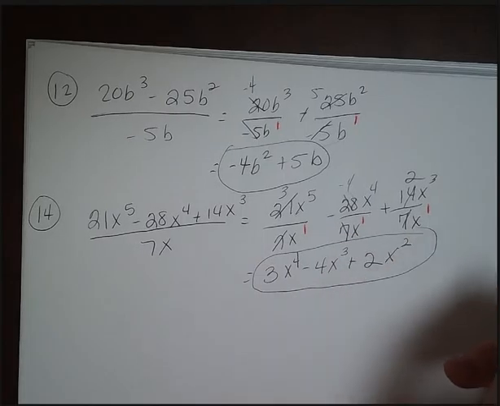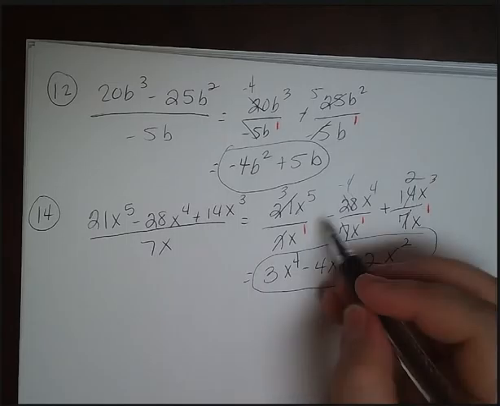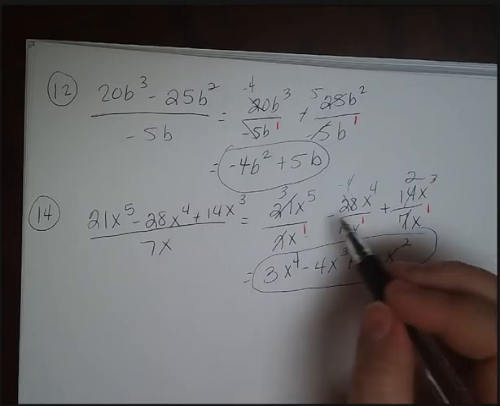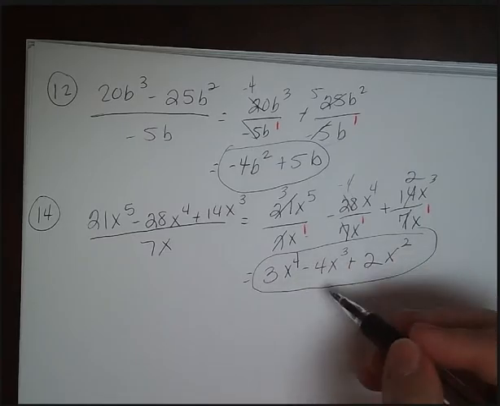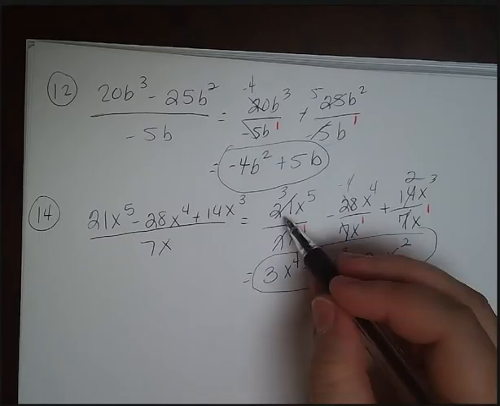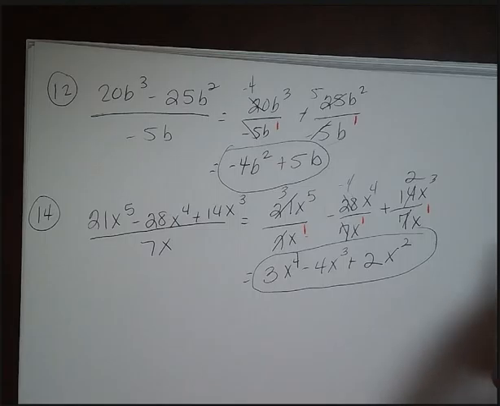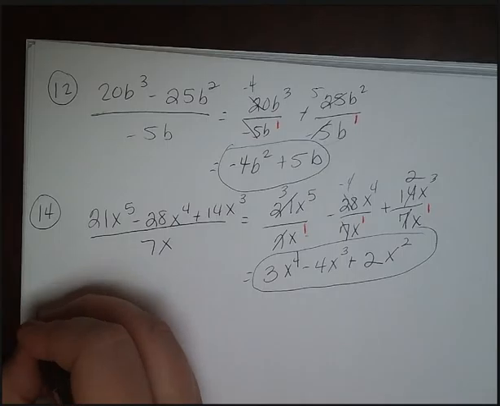And guys, if you ever want to check your answers, all you have to do is just take whatever number you divided by and multiply it by your answer. So if when you multiply that by your answer you get what you started with, then you did it correctly. So that could be something to keep in mind as well in regards to checking your answers.